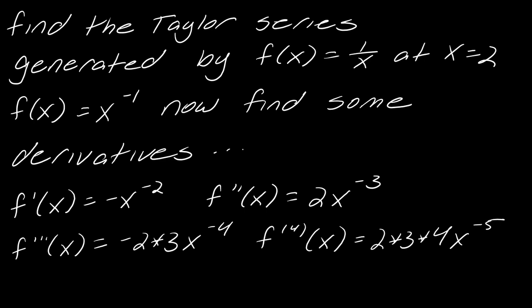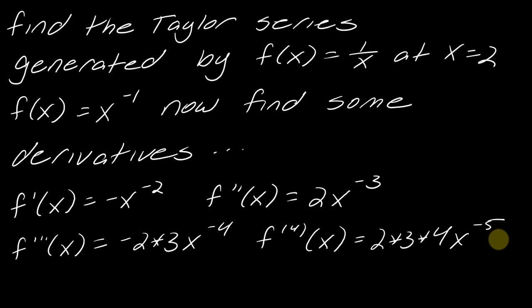Sometimes it's going to be obvious what the pattern is, and sometimes it's not. It's kind of luck of the draw. So I start by taking a bunch of derivatives. My first derivative is negative x to the negative second. Second derivative is 2x to the negative third. Third derivative is negative 2 times 3x to the negative fourth. And then the fourth derivative will be 2 times 3 times 4x to the negative fifth.